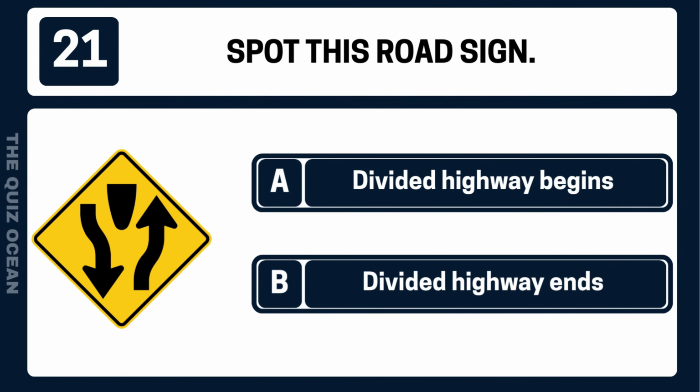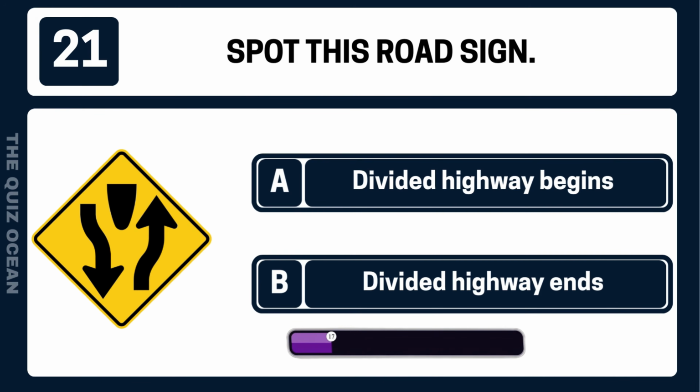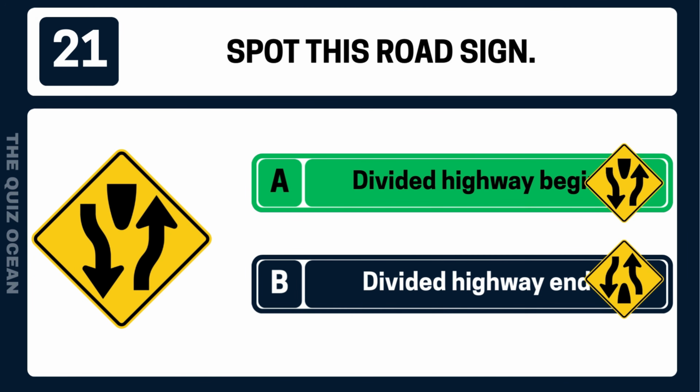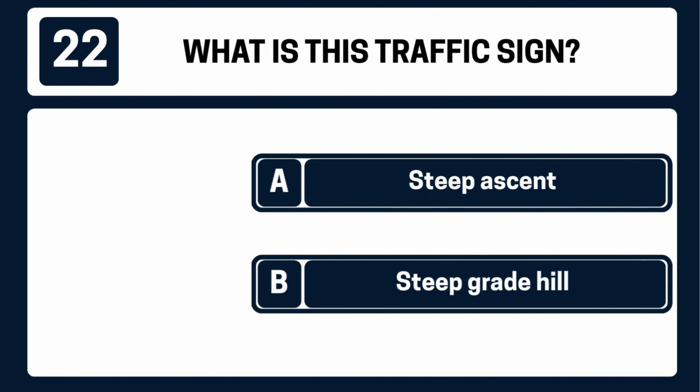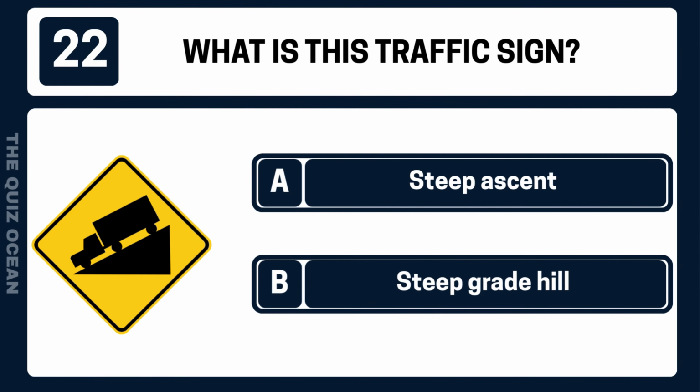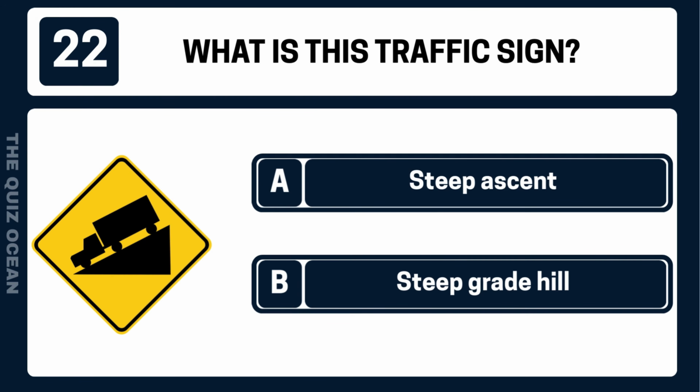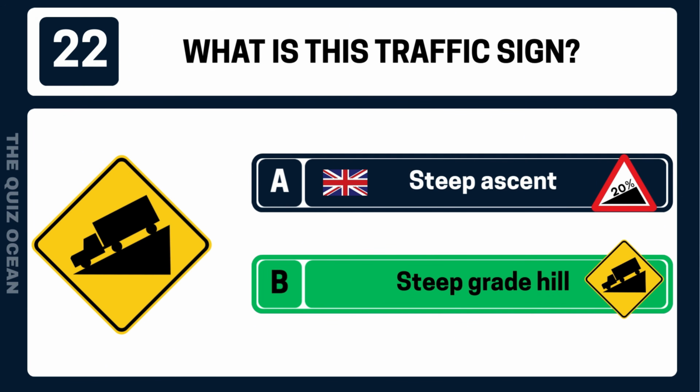Question 21. Spot this road sign. A. Divided highway begins. B. Divided highway ends. The answer is A. Divided highway begins. Question 22. What is this traffic sign? A. Steep ascent. B. Steep grade hill. The answer is B. Steep grade hill.